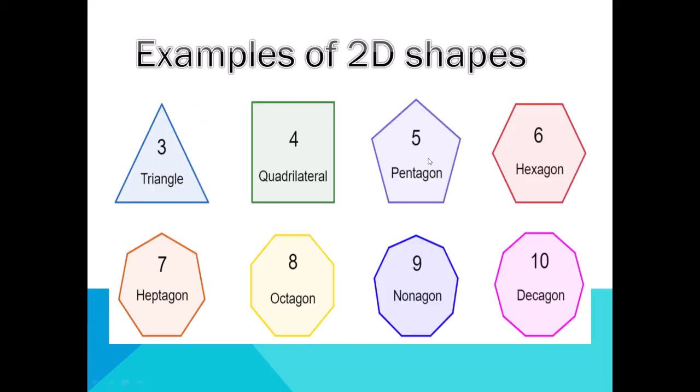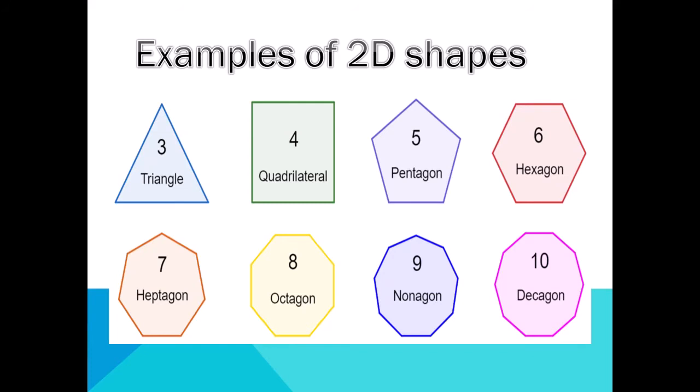Pentagon. Pentagon has five sides and five corners. Hexagon. Hexagon has six sides and six corners. Heptagon has seven sides and seven corners. Octagon has eight sides and eight corners. Nonagon has nine sides and nine corners, and decagon has 10 sides and 10 corners.